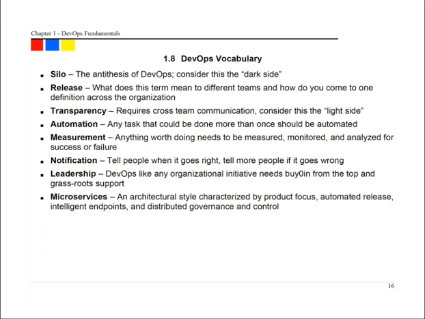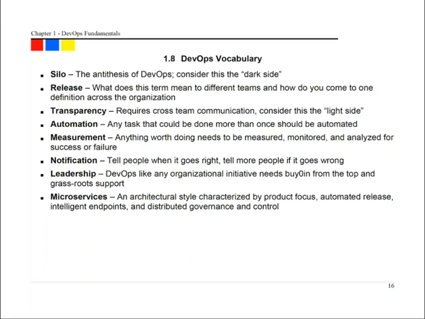Silos work against all of those things. Silos tend to fall apart when we have an environment that has a high level of transparency. Transparency is really the openness to other groups, other stakeholders, sharing what we know, sharing what's going on inside our areas. And this both requires and encourages cross-team communication.